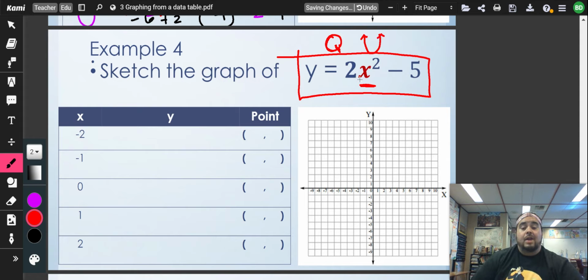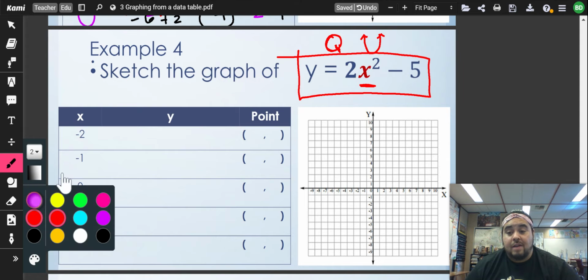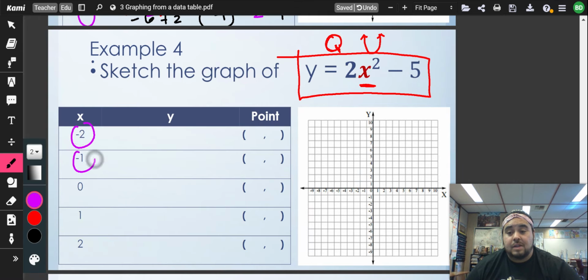Okay. Now again, we follow the same procedures. We have our x values. So those I'm going to circle in purple just so we know where they're at. I'm going to write those down already in my ordered pairs. So -2, -1, 0, 1, and 2.